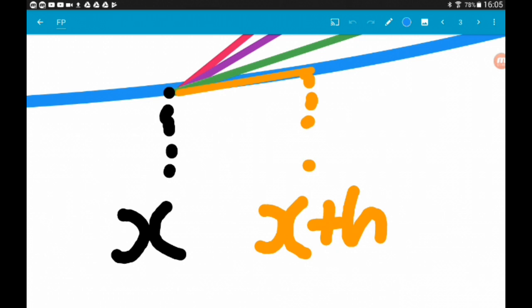Now, if we keep decreasing h, we're going to get closer and closer to our original point that had x coordinate of x. So what's going to happen is, the smaller that h becomes, the better our approximation of the gradient of the curve. So now we're going to use this side here with a bit more coordinate geometry to show our formula for the gradient of a curve.